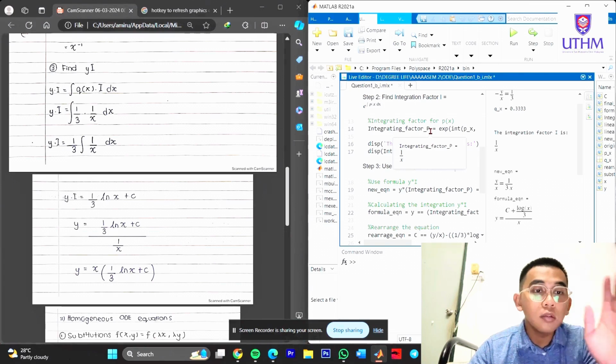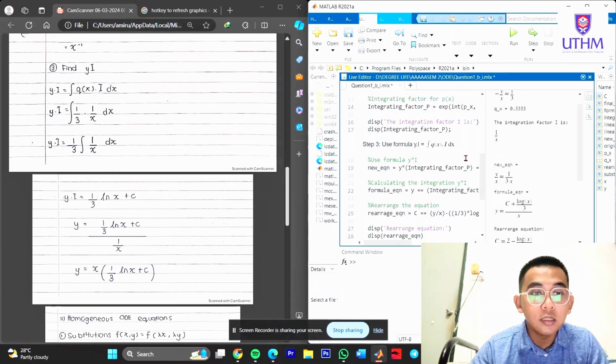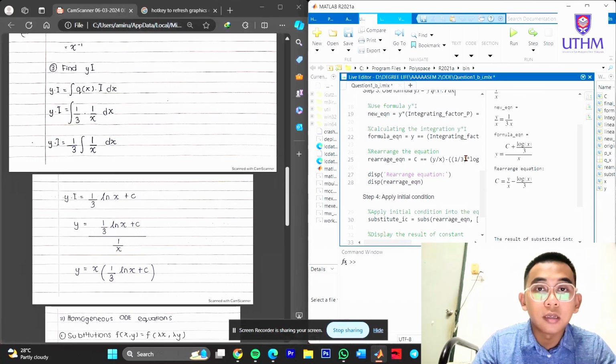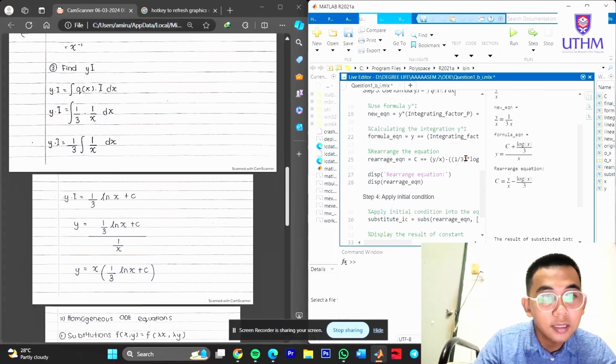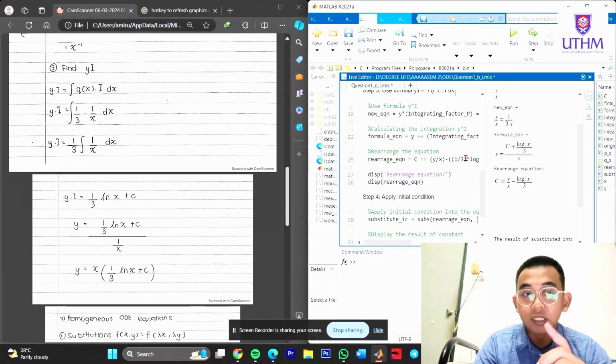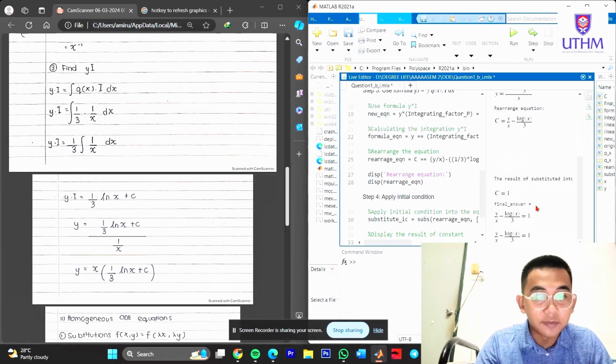So we carry on to the simulation. On step 3, the new equation, as you can see on the right side, is y over x equals 1 over 3x, and the formula equation is y equals c plus log x over 3 over x. After rearranging it, c will equal y over x minus log x over 3.